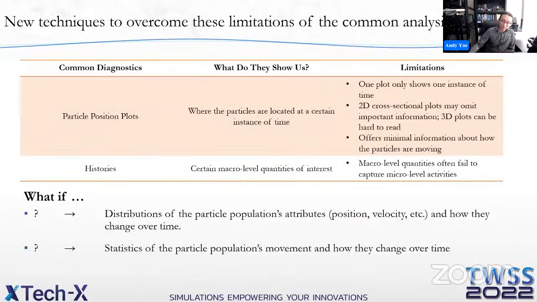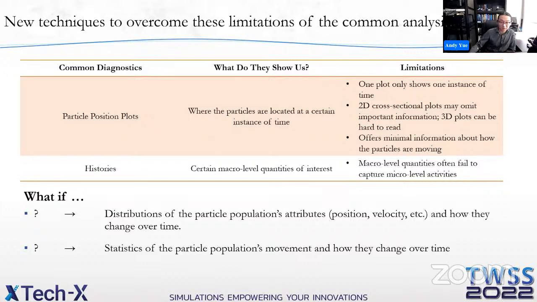The particle position plots and history plots are the most common ways to look at simulation results. While offering many useful pieces of information, they do have their limitations. The particle position plots show us where the particles are located at a certain instant of time, and we can observe this plot and see whether the patterns match our expectations and identify potential issues. However, one plot only shows one instance of time, and many plots are needed to see progression, as you saw on the previous slide. 2D cross-sectional plots may omit important information if the simulation is in 3D.